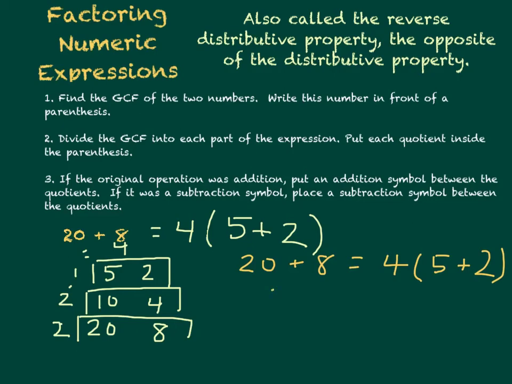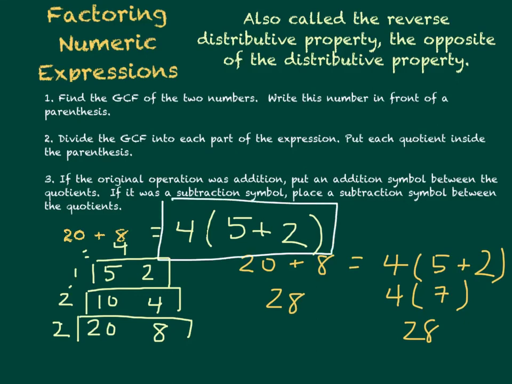So 20 plus 8 is pretty simple. Again, I could do this in my head and get 28. If I look at the opposite side of the equation, I would do what's in the parentheses first. 5 plus 2 is 7. So I can do that in my head, and then 7 times 4 is 28. I can do that in my head. So I know that I correctly used the reverse distributive property, and that 4 times 5 plus 2 is going to be equal to 20 plus 8.